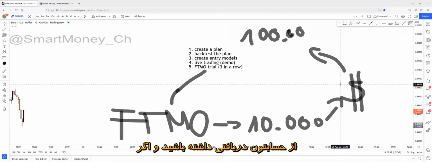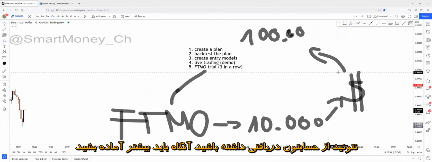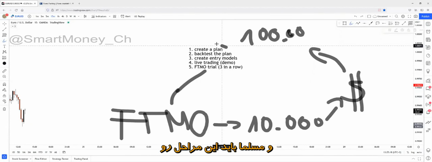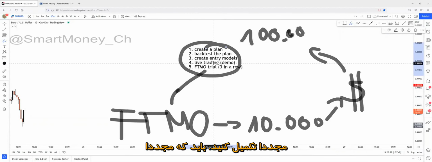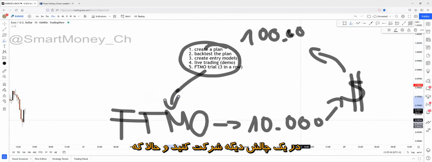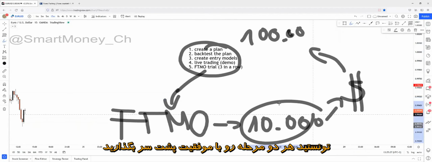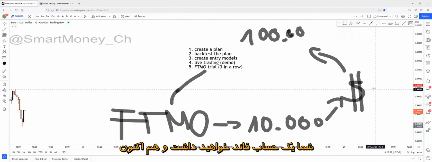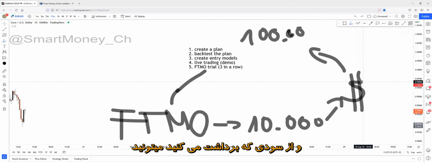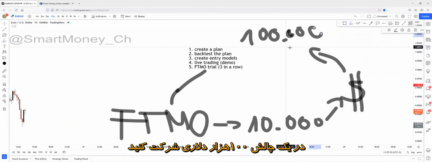If you can get payouts, then you have to prepare more. You have to practice and backtest more. Then, of course, you're going to complete these steps again. You're going to do all of these 5 steps again, and you apply for one more challenge. Now you completed both of the phases. You have a funded account, and right now you gained a payout, right? And from this payout you can apply for a 100K challenge.